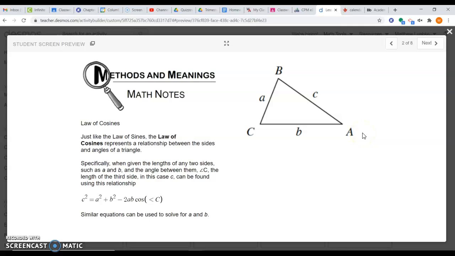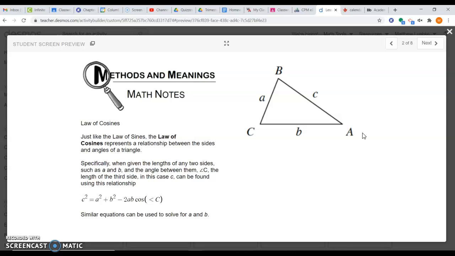So here is my first slide, and it's just because I wanted to set this lesson up to show, okay, here's the formula, let's practice it. A little different than the way I approach the law of sines, but I think it's because the law of cosines is a little more in depth. And so the law of cosines is written below.